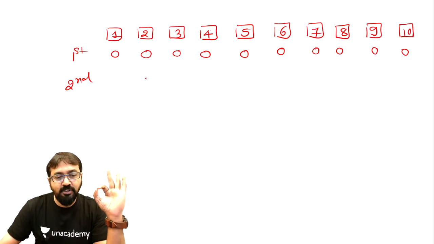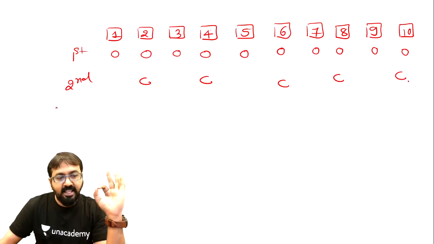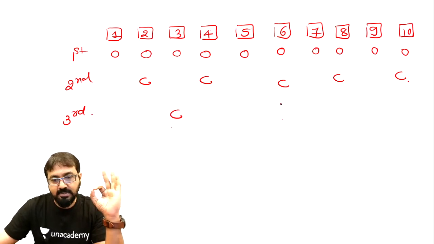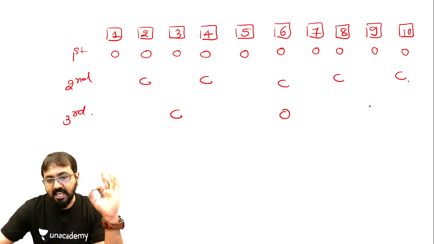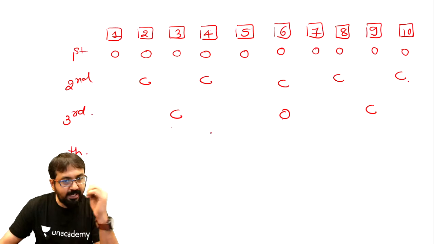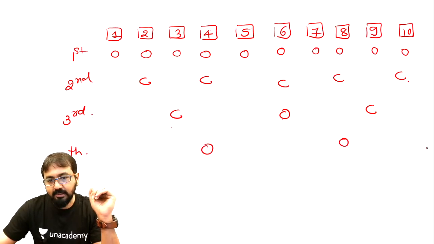So second student will close locker number 2, 4, 6, 8 and 10. Then the third student will come. He will change position of locker number 3, 6 and 9. So 3 was open, so he'll close it. 6 was closed, so he'll open it. 9 was open, so he'll close it, and so on and so forth. Then the fourth student comes and he'll change the position of locker number 4, 8 and so on and so forth, right?